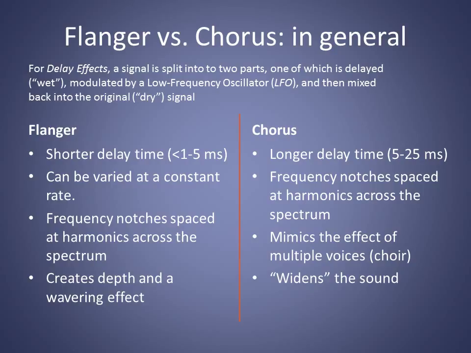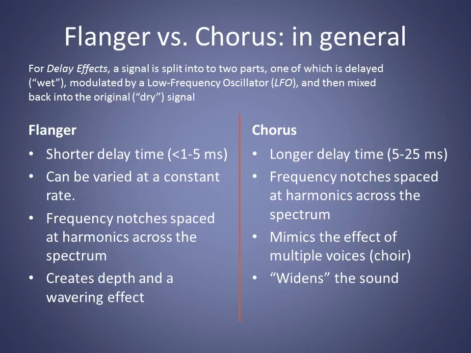All right, flanger and chorus in general, they are both delay effects, which means you have a signal, split it in two, delay one of them, modulate a little bit, add it back into the other one, and you get some kind of cool effects. However, the flanger uses a shorter delay time, less than 1 to 5 milliseconds. Chorus, longer delay times, 5 to 25 milliseconds and up. Flanger can be varied at a constant rate.